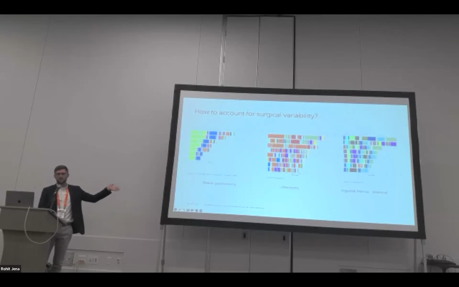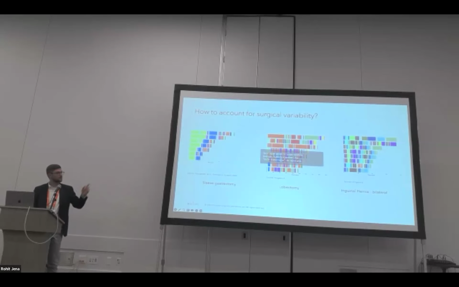And so here are 3 different procedures where we've broken them down into steps of surgery. The different colors here are different steps. On the left-hand side is a sleeve gastrectomy, middle is lobectomy, and the right-hand side is an inguinal hernia. These are all from single surgeons over multiple years of their learning curve. At the top is when they first started their cases, and the bottom is toward the end of their learning curve.